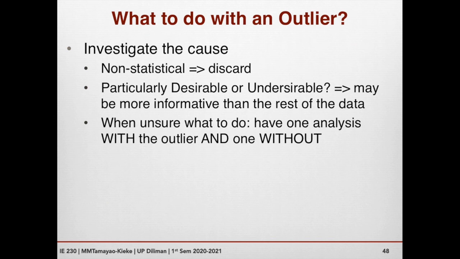What to do with an outlier? Okay, first, it's important that you investigate the cause. If it is non-statistical, then maybe you can discard it. But first look, is it particularly desirable or undesirable? Because if it is, then it can actually give you more information than the rest of the data. Now, if you're unsure what to do, at the least, you have to have one analysis with the outlier and another one without. Okay?